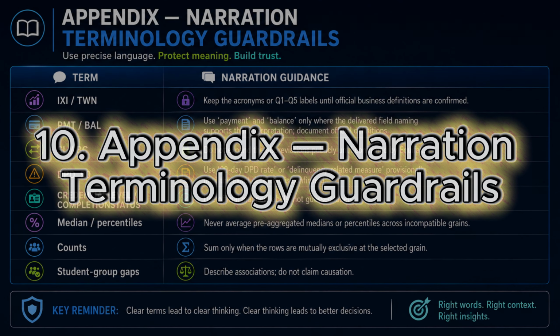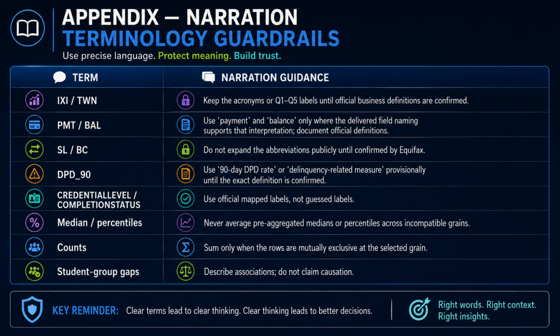Appendix, narration, terminology, guardrails. As we review these dashboards, use Equifax terminology carefully. Keep IXI, TWN, Q1 through Q5, and other abbreviations unchanged until official definitions are confirmed. Use only approved mappings for credential and completion categories, and remember that pre-aggregated measures such as medians and percentiles should not be averaged across different reporting levels.